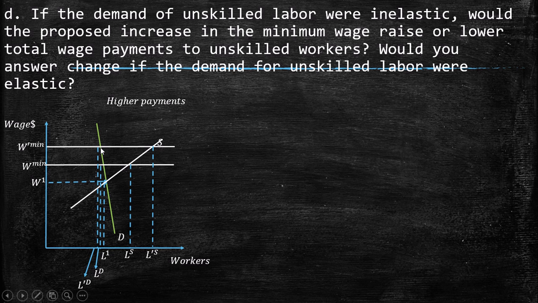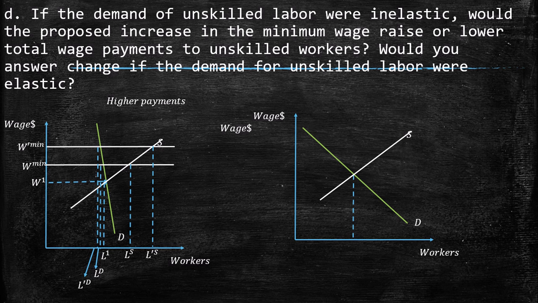In this case, with the next W prime minimum, this is going to be the salary that the workers are going to receive, which is higher, and again we earned this part and we just lost this one. So it means that they are higher payments.